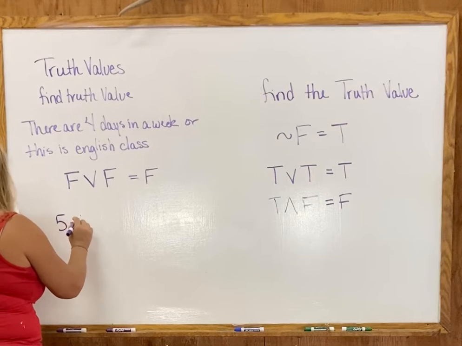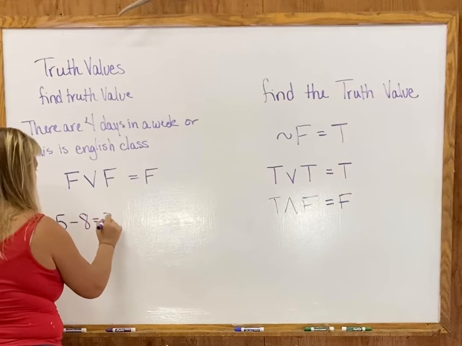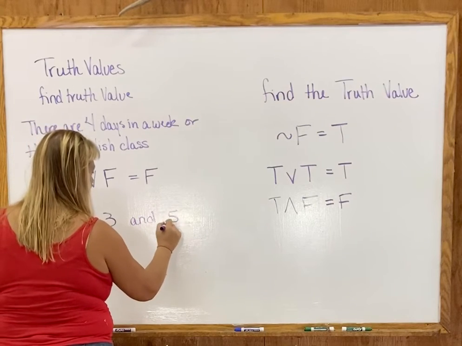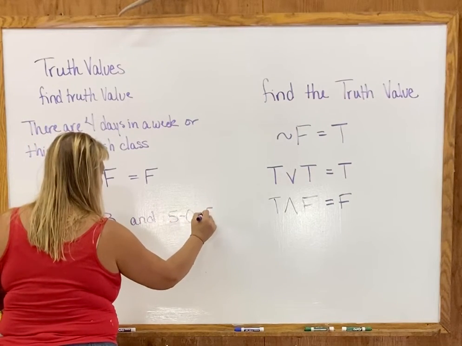5 minus 8 equals 3. And 5 minus 0 equals 5.